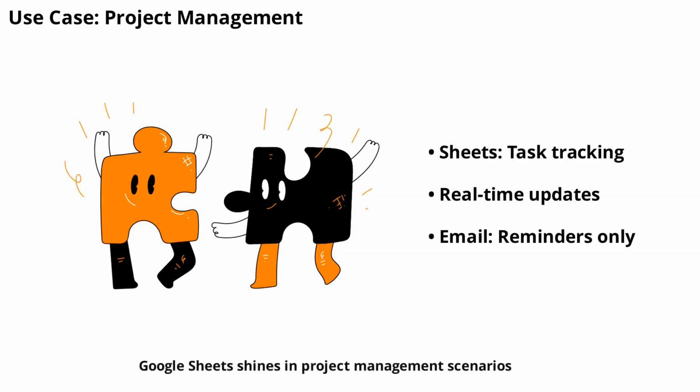Google Sheets shines in project management scenarios. You can create task lists, timelines, and progress trackers, all shared with your team in real time. While email automation can send reminders or updates, it's not designed for managing project data. For tracking tasks and deadlines, Sheets is the preferred tool, with email automation serving as a notification system if needed.